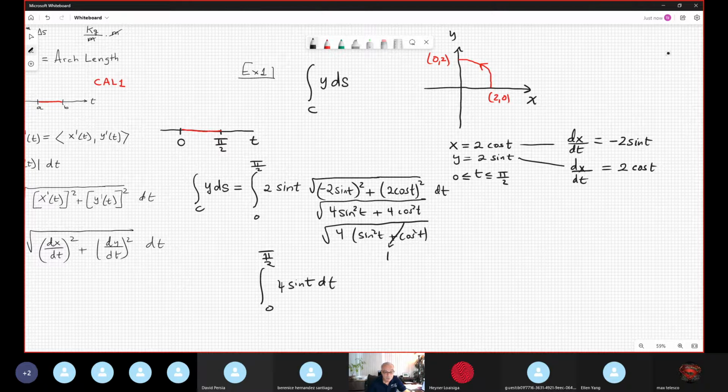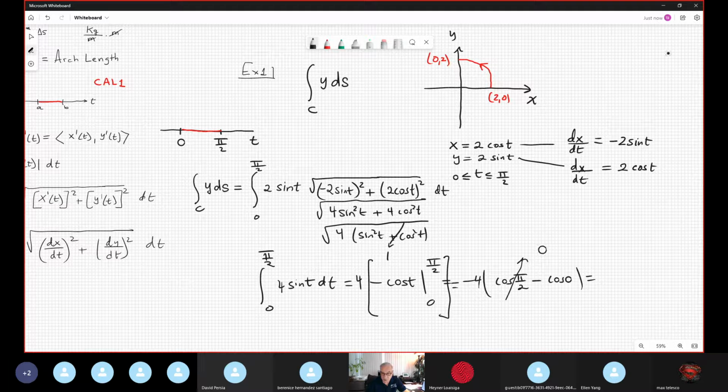dt. And this integral is a piece of cake. This is cosine minus cosine, evaluating between 0 and pi over 2. This minus I put outside again. Evaluate cosine pi over 2 minus cosine 0. Sorry, I forgot the 4. Multiply everything by 4. Cosine pi over 2 is 0, cosine 0 is 1, but we have a negative, and a double negative becomes positive. The answer is 4.